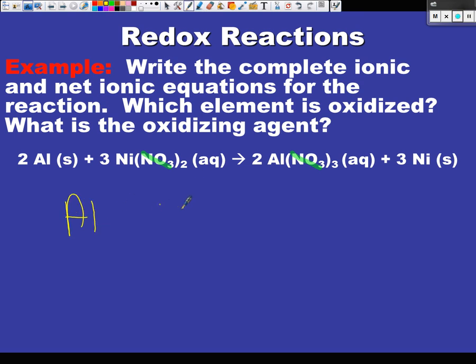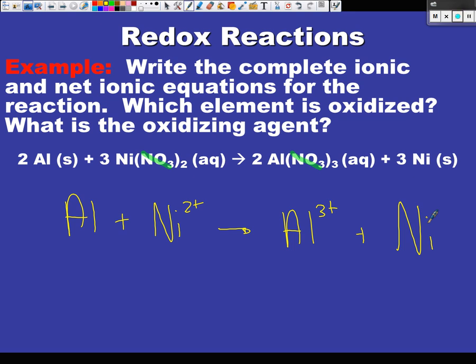I know nickel is aqueous, so that's going to be Ni 2 plus, right? Then that would have given me, okay, aluminum is aqueous, so I know it's an ion, so that's Al3 plus plus Ni. Now, had I written it like that, it's wrong. However, here's why it looks okay.